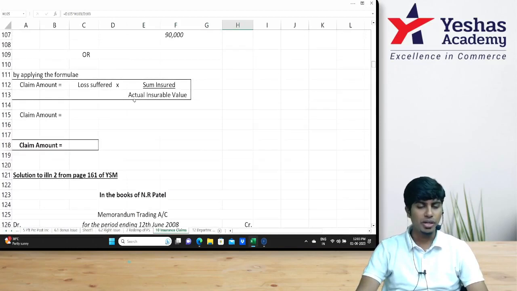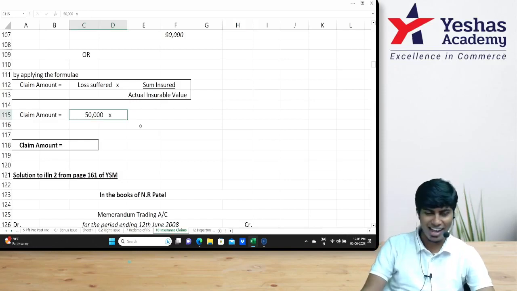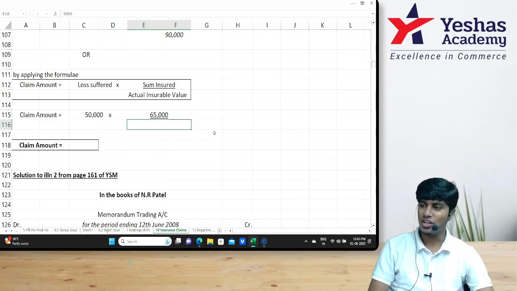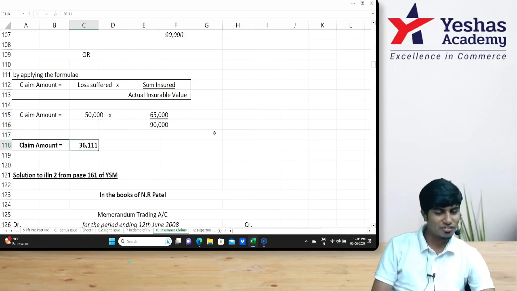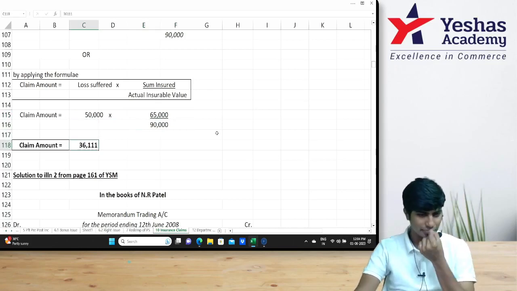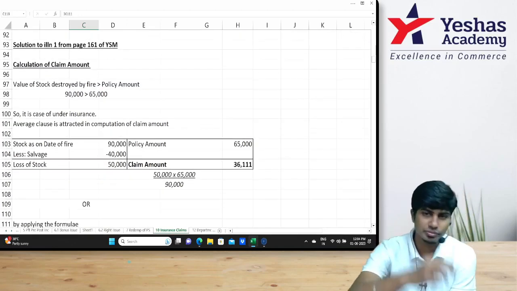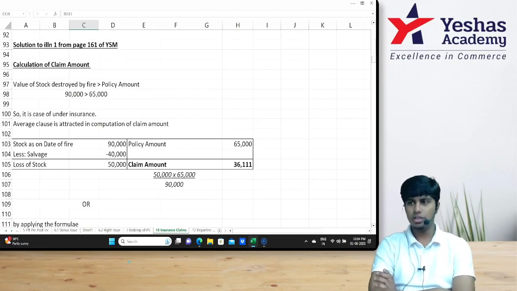Or it can be computed using your formula. I made you write the formula, no? Loss suffered is how much? 50,000. 90 minus 40, money you got back. Sum assured 65. Actual insurable amount 90. Now do it. You still get 36. Sir, formula is only easy. Okay, do it. Your choice. Left to you. Copy.